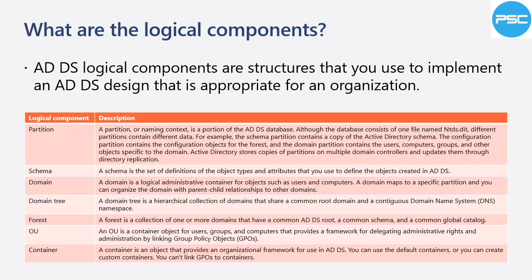Forest. A forest is a collection of one or more domains that have a common ADDS root, a common schema, and a common global catalog. OU. An OU is a container object for users, groups, and computers that provides a framework for delegating administrative rights and administration by linking Group Policy Objects, GPOs. Container. A container is an object that provides an organizational framework for use in ADDS. You can use the default containers or you can create custom containers. You can't link GPOs to containers.